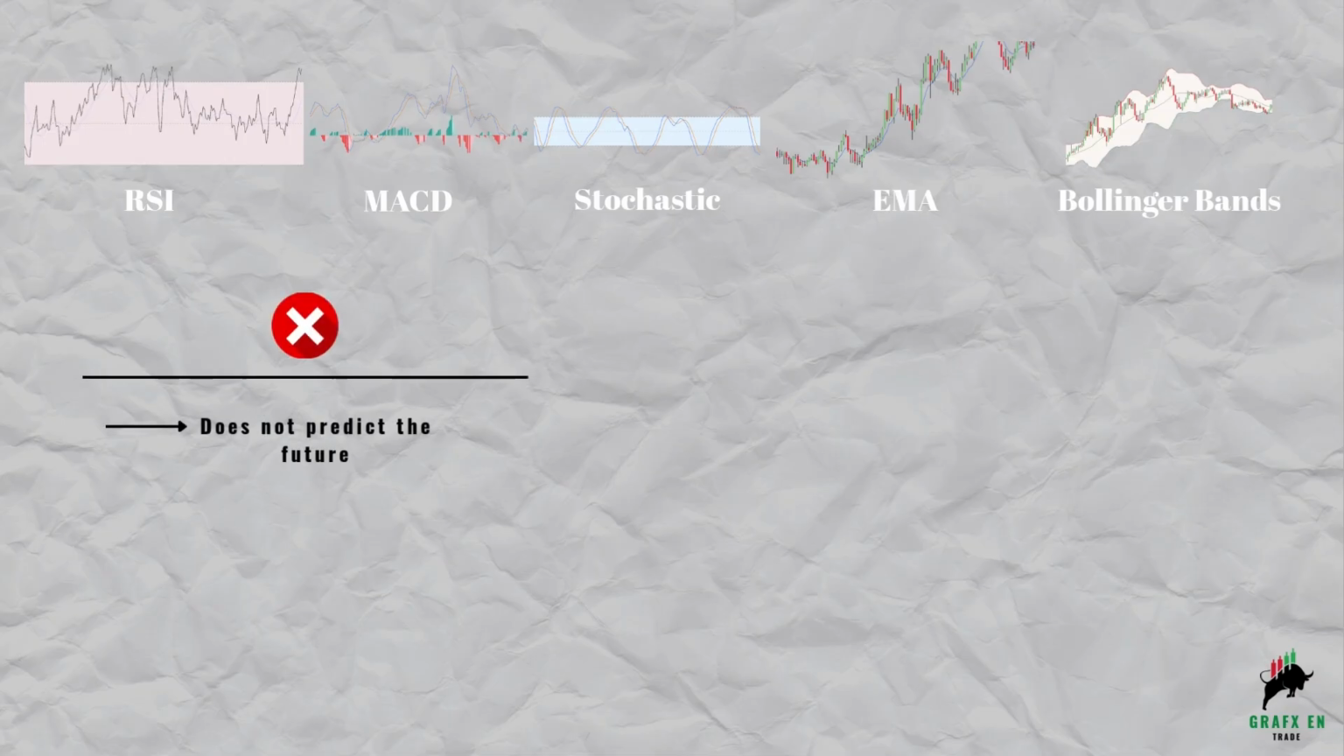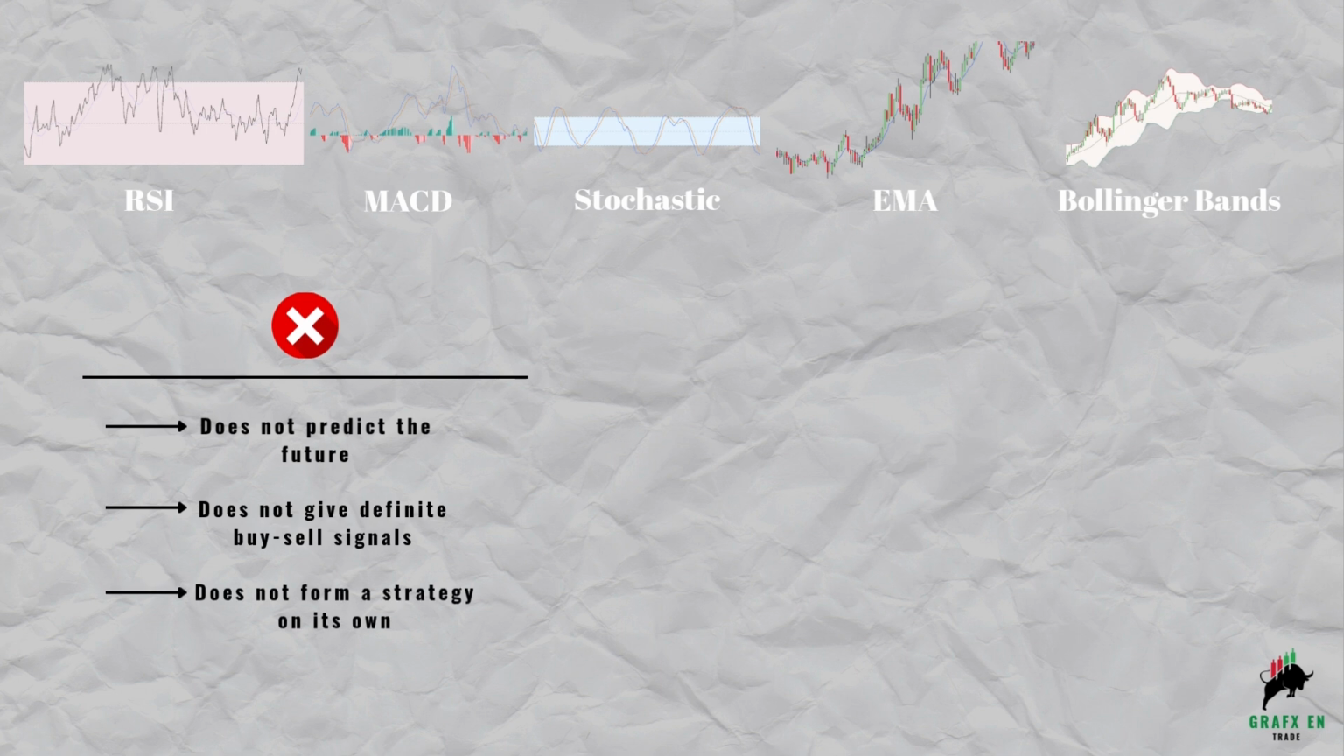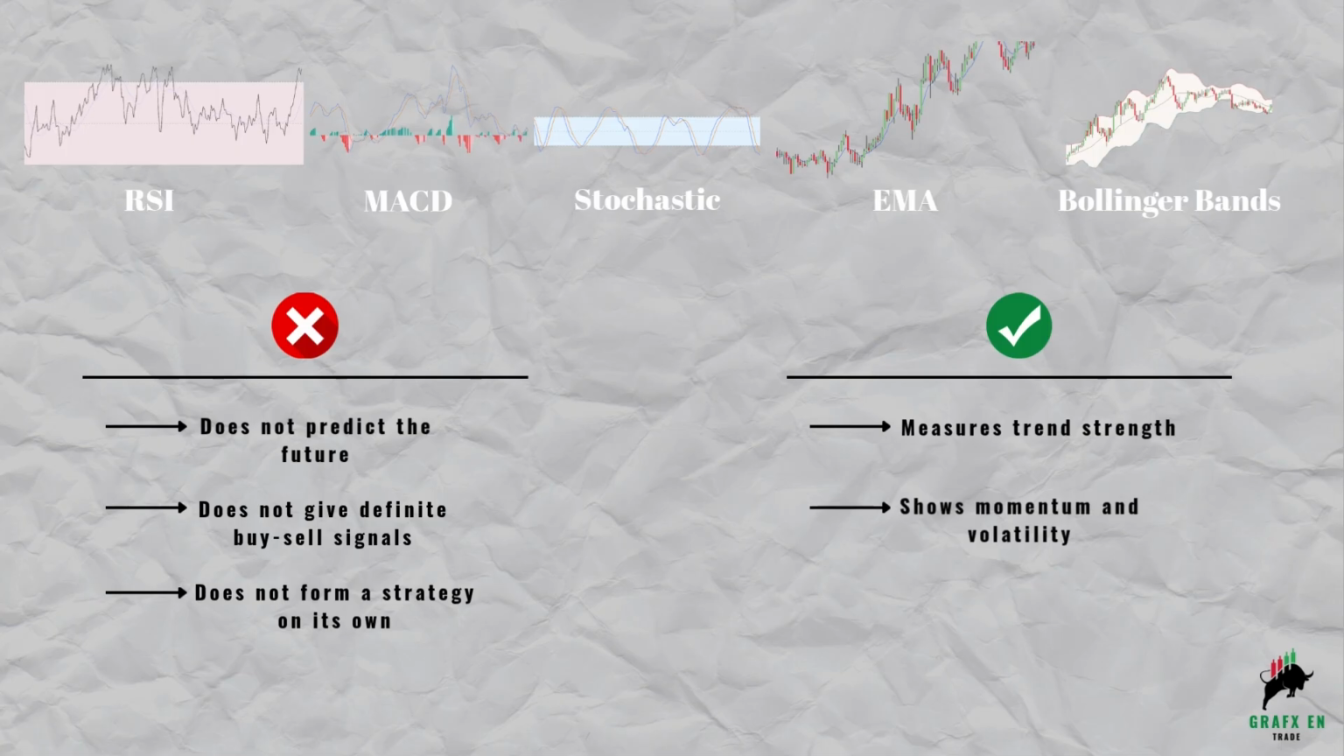So, what are indicators not useful for? Predicting the future, giving guaranteed buy-sell signals, forming a strategy on their own. And what are they useful for? Measuring trend strength, showing momentum and volatility, acting as a confirmation mechanism alongside price action.